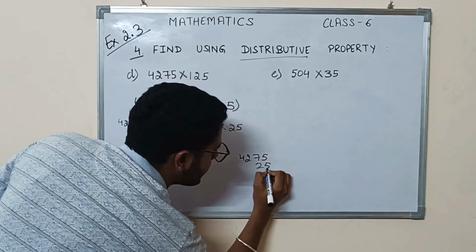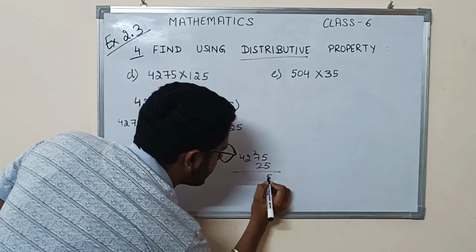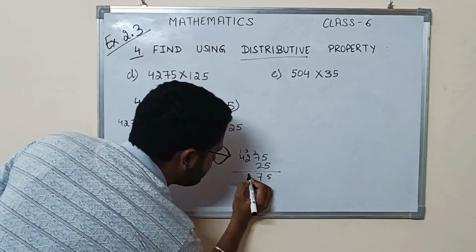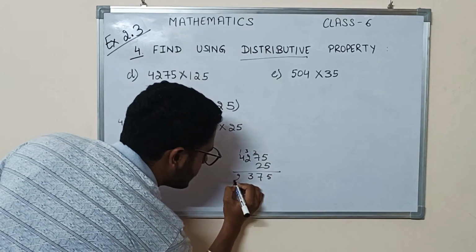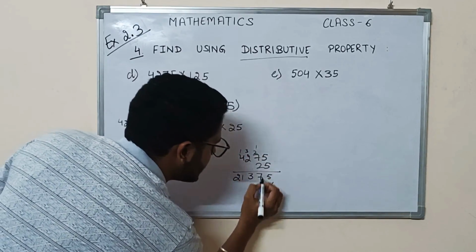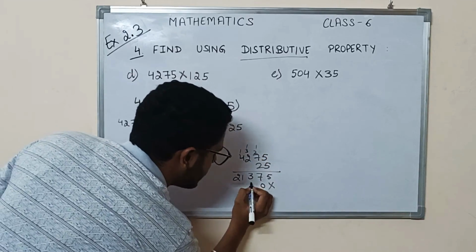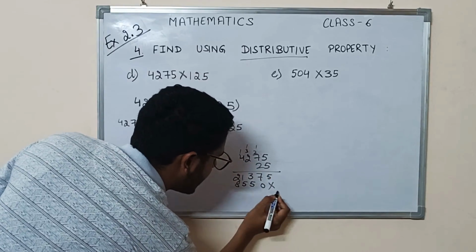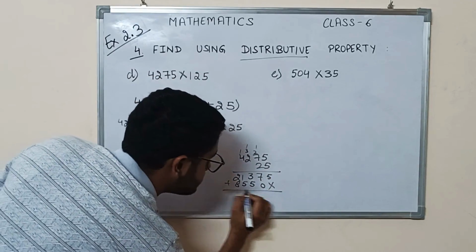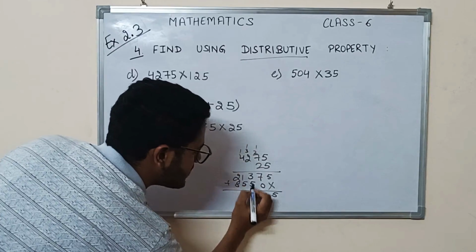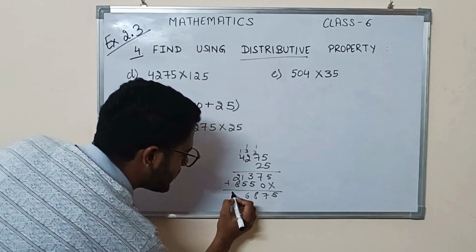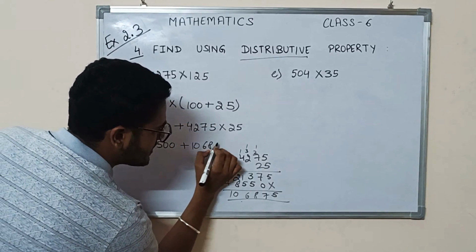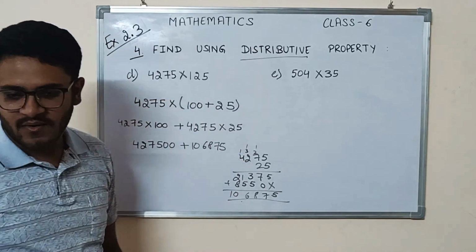4275 multiplied by 25. 5 fives are 25, 5 sevens are 35 and 2, 37. 5 twos are 10 and 3, 13, 5 fours are 20 and 1, 21. 2 fives are 10, 2 sevens are 14 and 1, 15, 2 twos are 4 and 1, 5, 2 fours are 8. So our answer will be 106875.